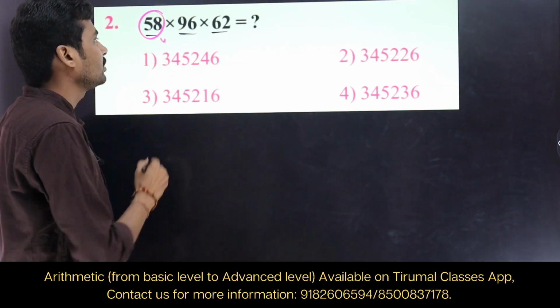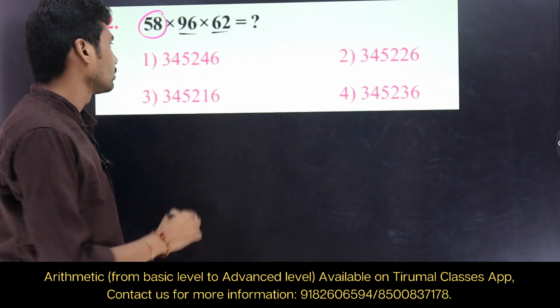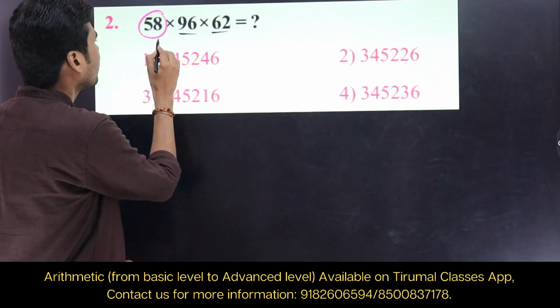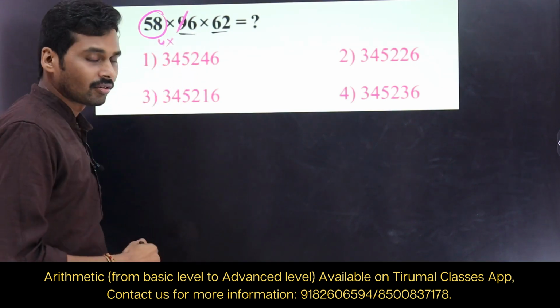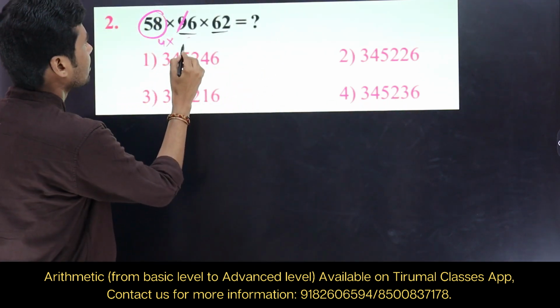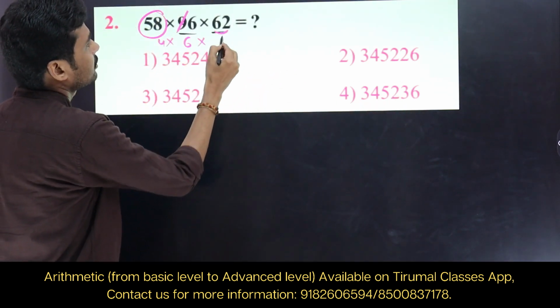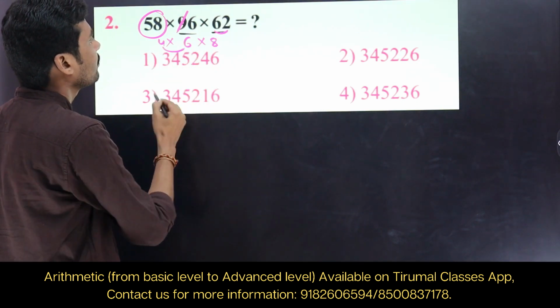You just simply take the digit sum only. First number is 5, 8. So 13 is the sum. 13 means the digit sum is 4. If you take the 96, 9 or 0, always the same, you can cancel out the number. What is the remaining number? 6 and 2. What is the number? 8. So 4 6 is 24.